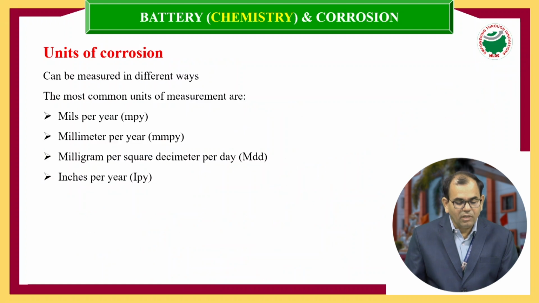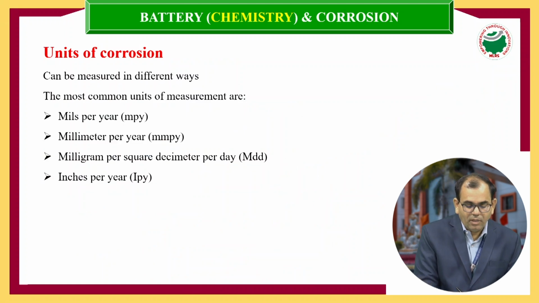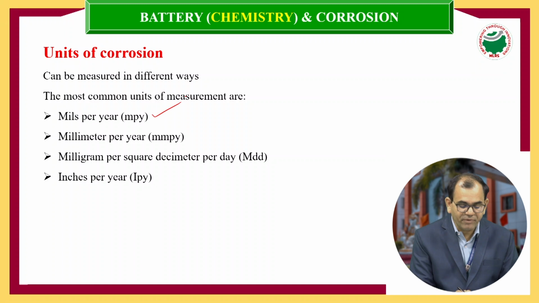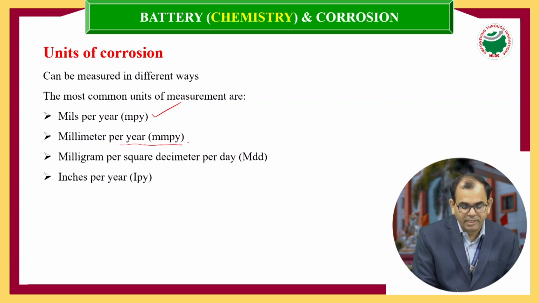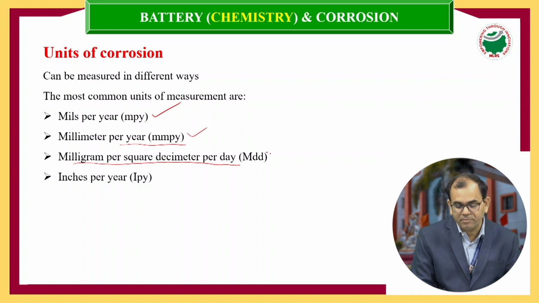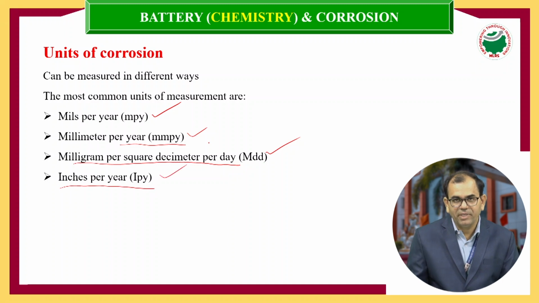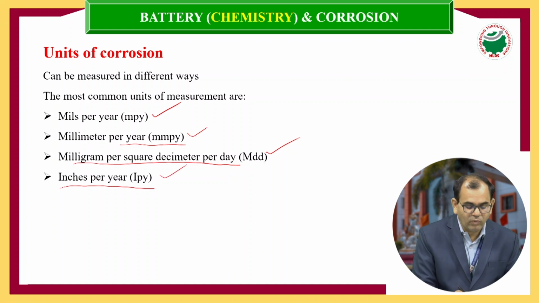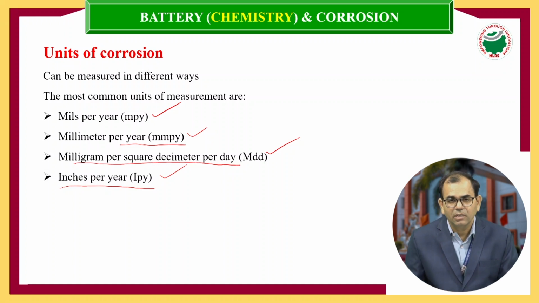Now, what are the units of corrosion? Miles per year, MPY. Millimeter per year, MMPY. Milligram per square decimeter per day, MDD. And inches per year, IPY. So, why are miles, millimeters, milligrams, and inches mentioned? Because corrosion is a prolonged process. Slowly it takes place and spreads like a cancer, and finally it will degrade the metal.